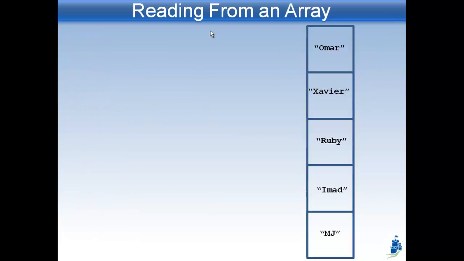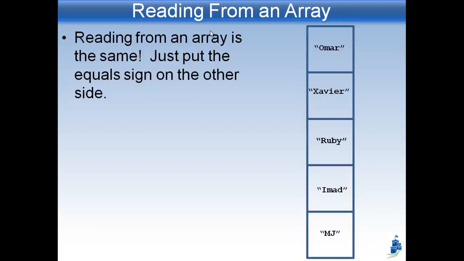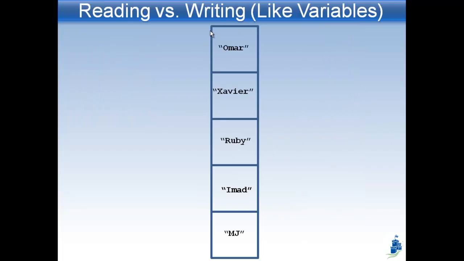All right. Reading from an array is just the same. It's just backwards. Instead of saying the array equals something, it's something equals the array. That's the same as it is for variables. You just put the equal sign on the other side. So instead of saying students 2 equals textbox.text, I say textbox1.text equals students of 2. And that's the same thing. In comes my little elevator, and out comes Ruby. Does that make sense?